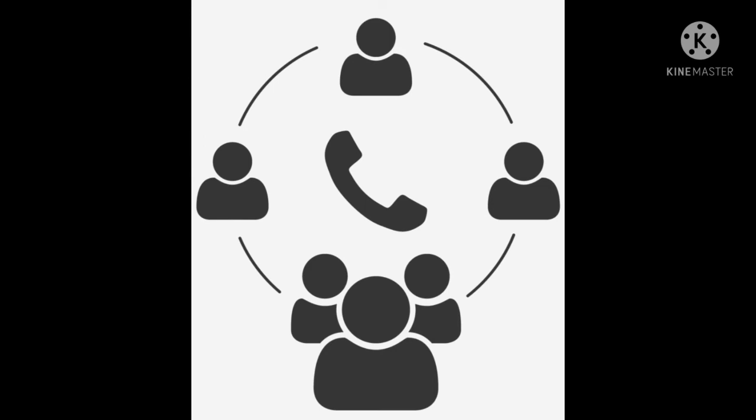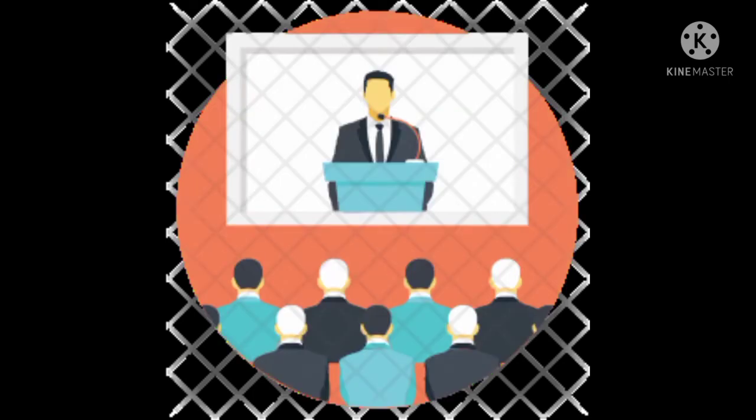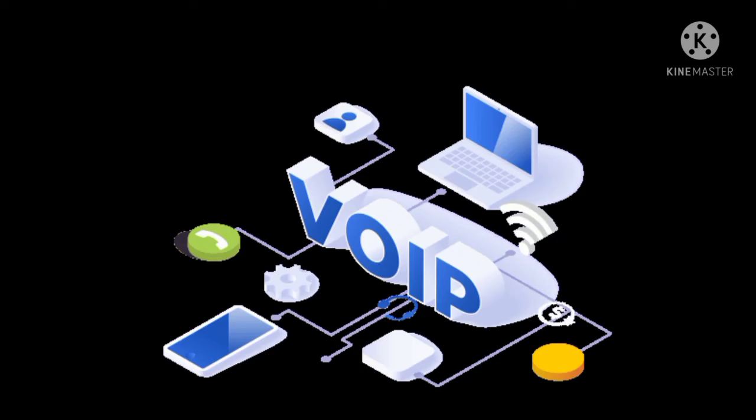Audio and video conferencing is a tool in which a group of people can get together in a virtual conference and talk to each other. People participating in an audio or video conference can be living in a different country, different continent, and different time zones. Each member can hear and or see the others. For video conferencing, a webcam is necessary for all the members.